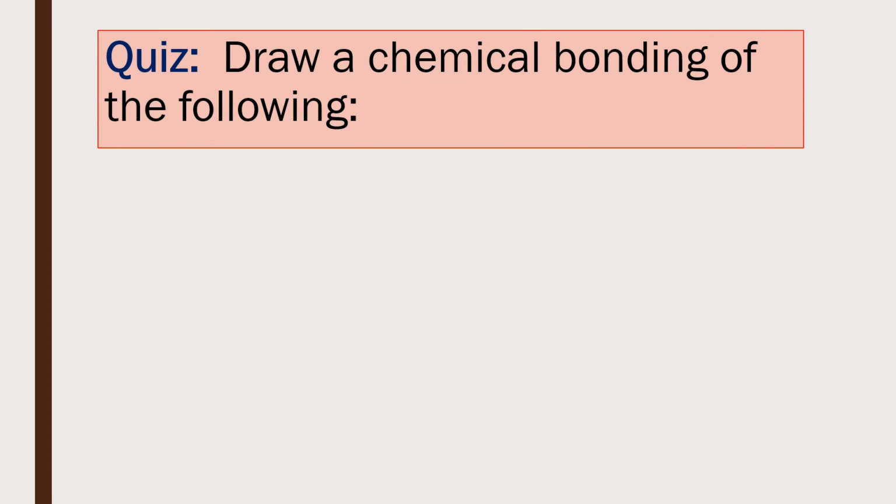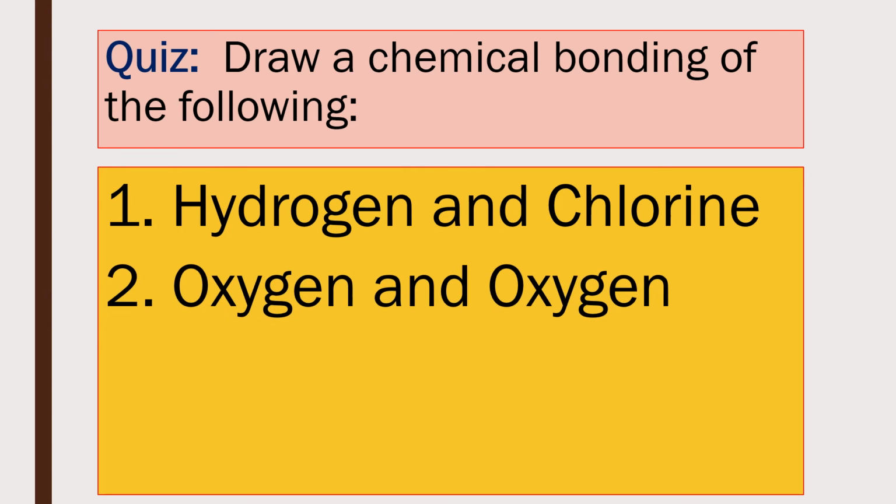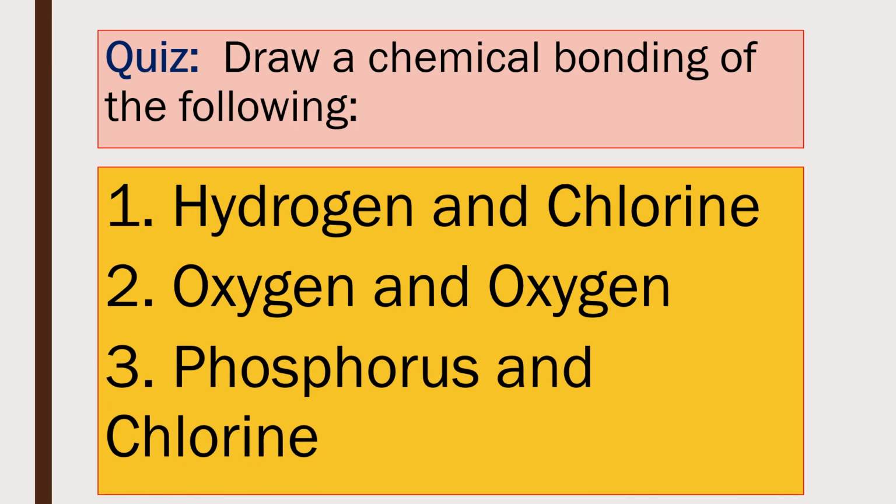Quiz. Draw a chemical bonding of the following. 1. Hydrogen and chlorine. 2. Oxygen and oxygen. 3. Phosphorus and chlorine.